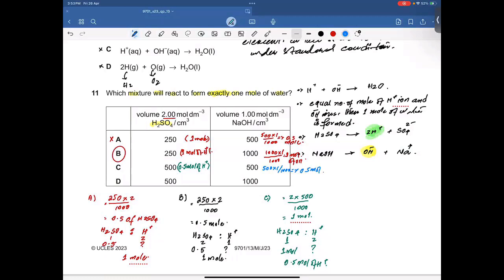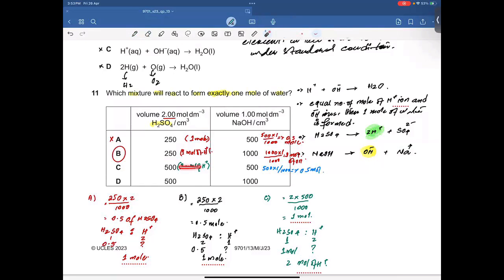Oh, my bad. This is not 0.5. This is 2. This is 2 moles of hydrogen ion. Okay. This is not 0.5. This is 2 moles of hydrogen ion. You guys have to be very, very careful during calculation. Okay. 2 moles of hydrogen ions.